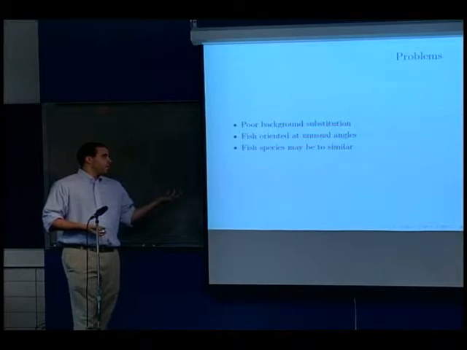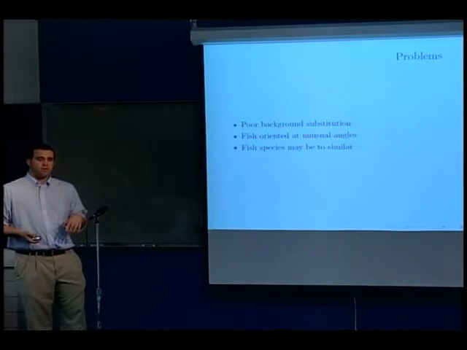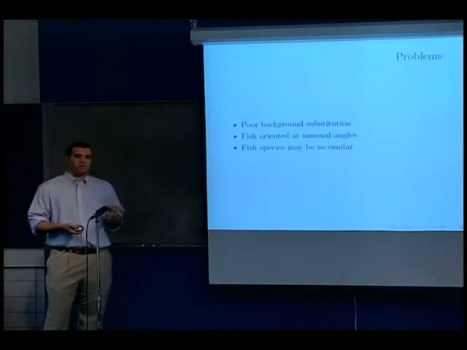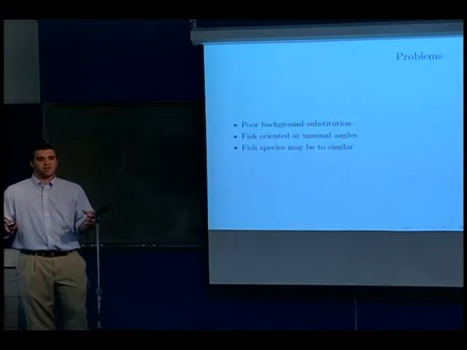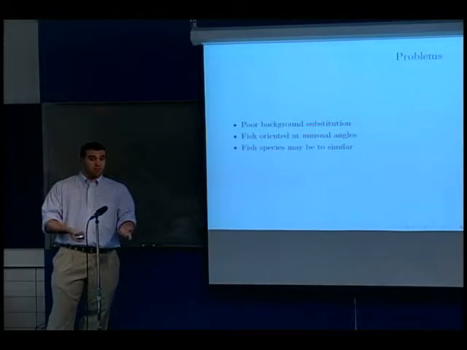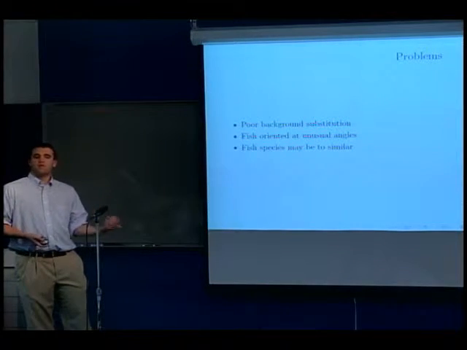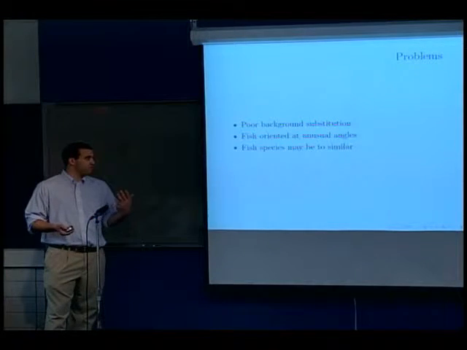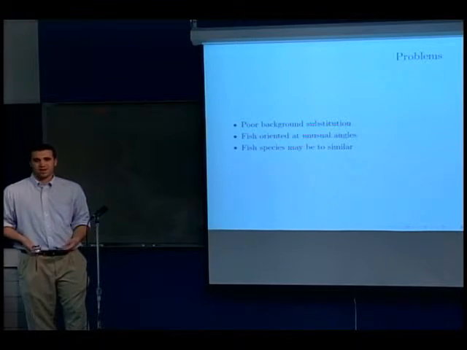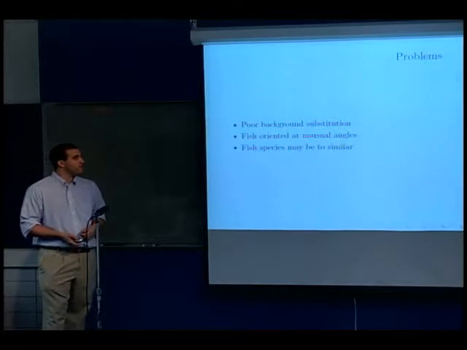Also, because this is with Fourier descriptors, if the fish species are too similar, for example, two species of fish where the body type is almost the exact same, but the color or the markings on the fish are different, this won't recognize that very well, because using Fourier descriptors, it doesn't care what the color or texture of the fish is.